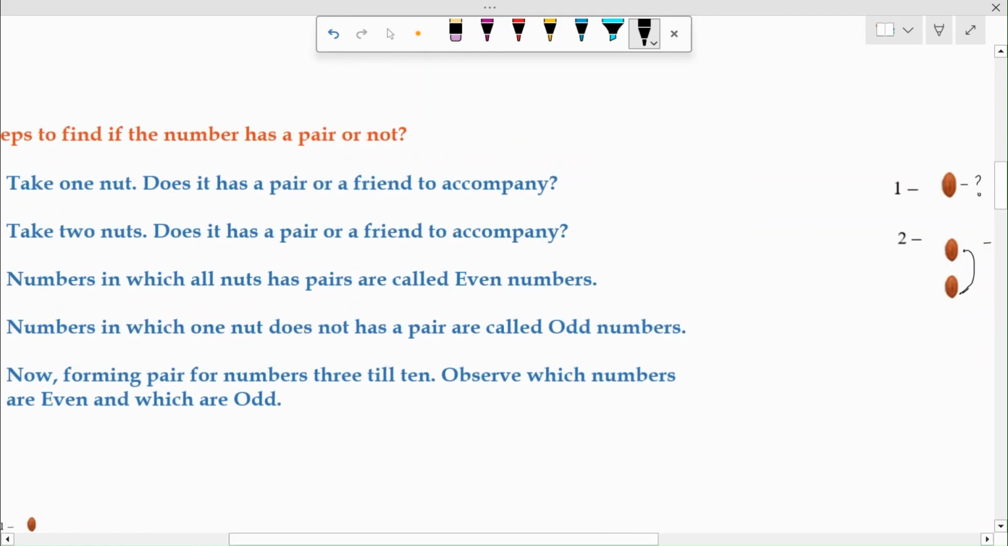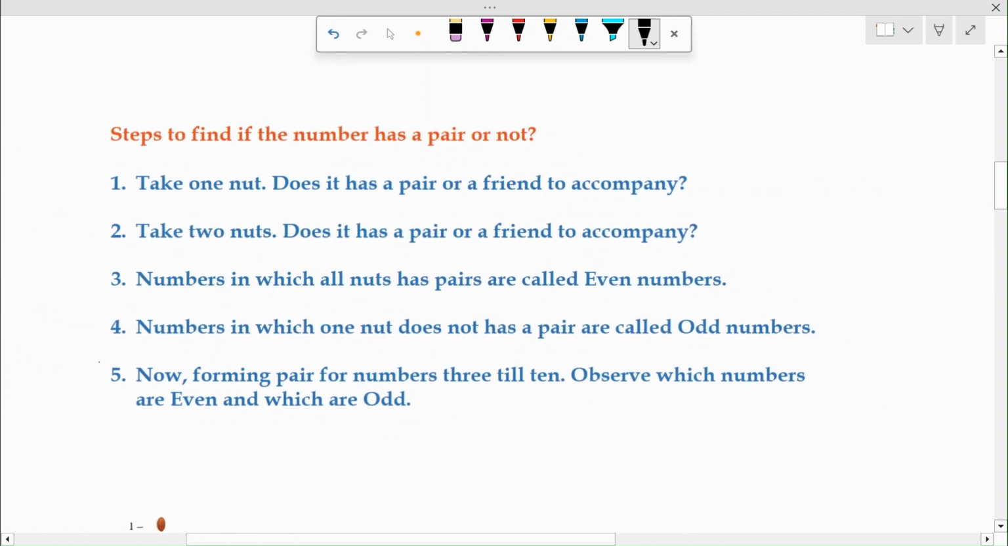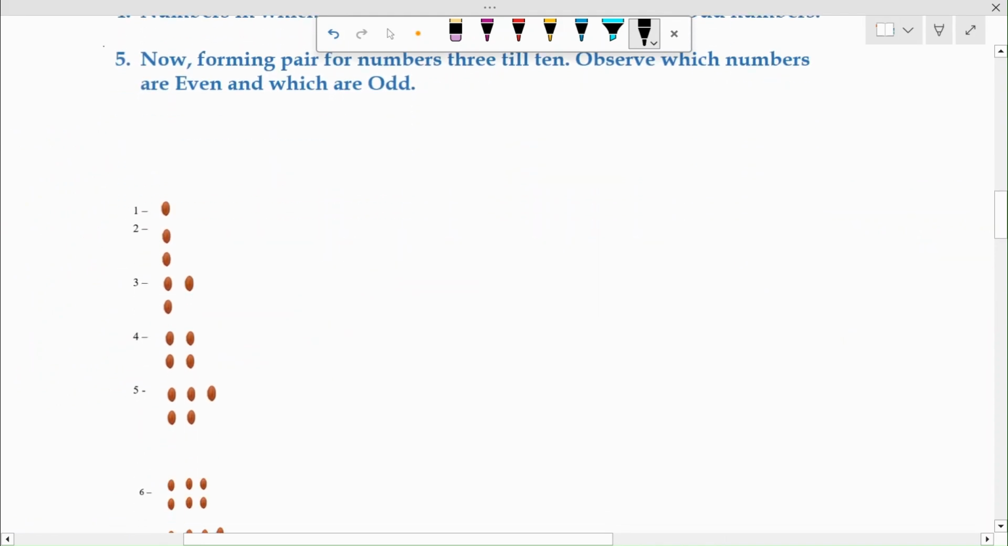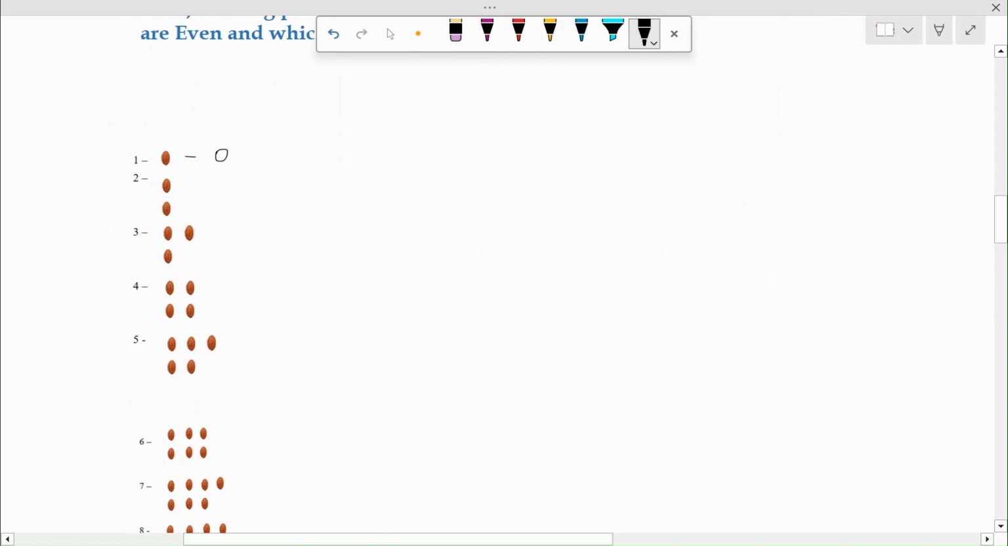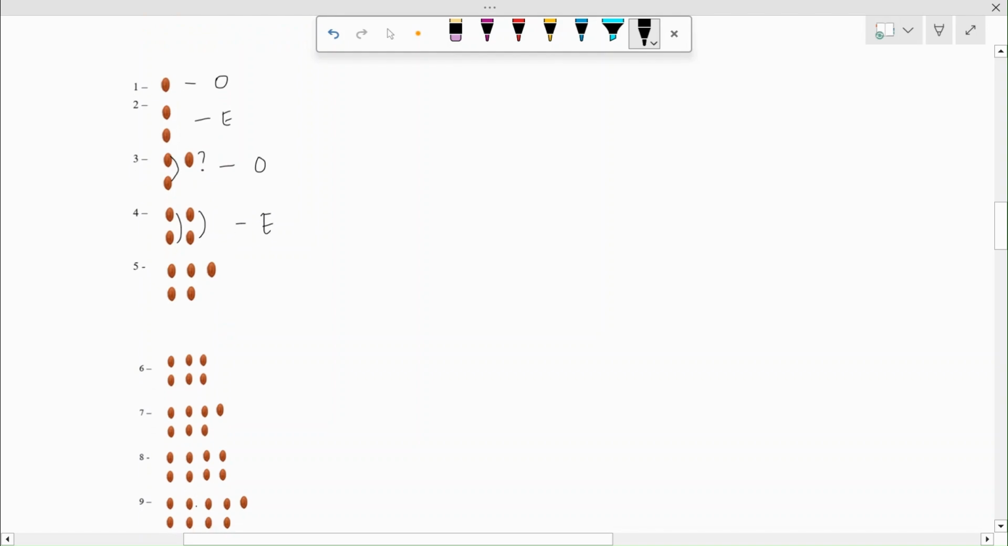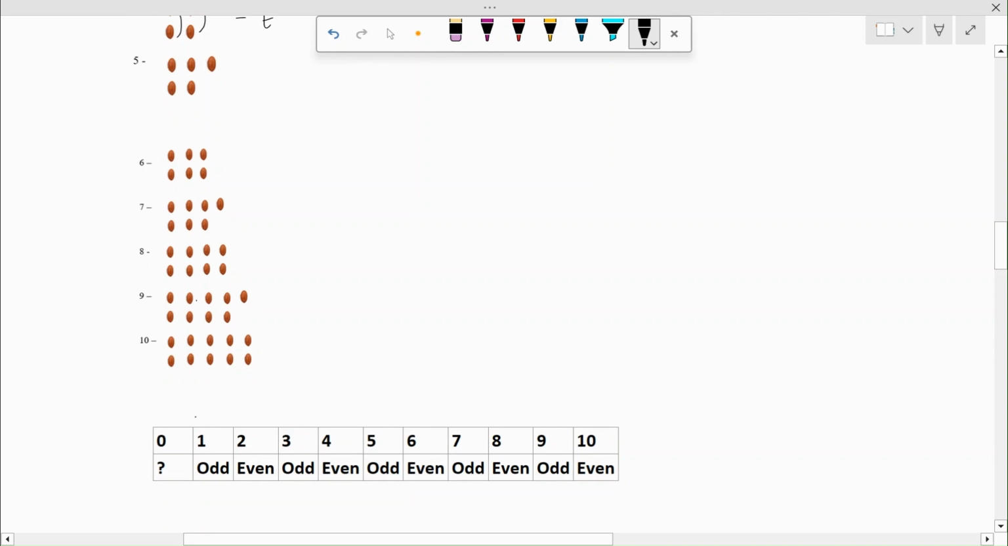So you are going to take the nuts, form pairs, and figure out which numbers are odd and which are even. So basically 1 is an odd number and 2 is an even number, and 3 has a pair, and this is not having a pair, so this is an odd number. And 4, yes, both the nuts are having pairs, so it's an even number. So you can do the same till 10, and you can see 9 is an odd number and 10 is an even number. So even numbers have all pairs, and odd numbers have one left out.